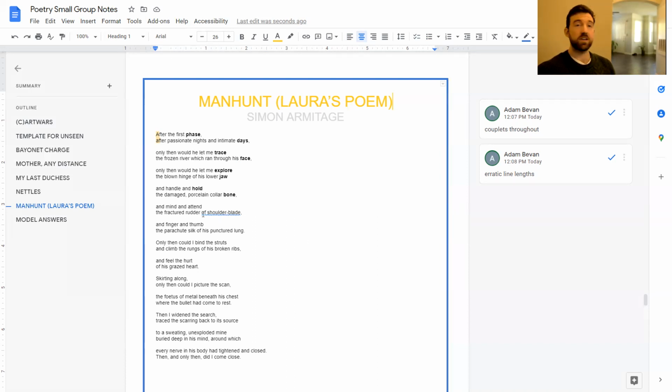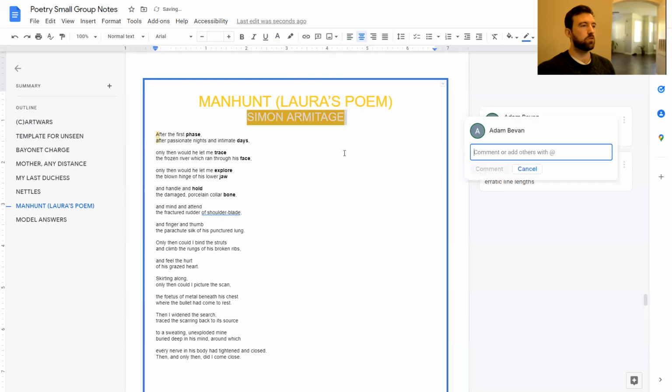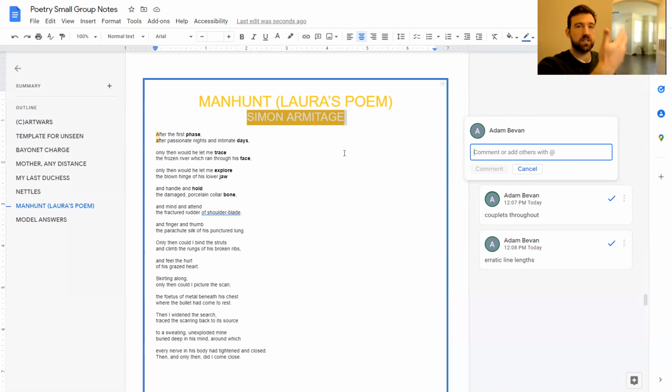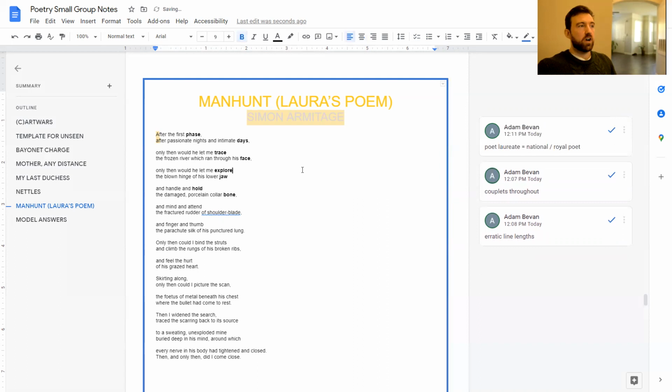Okay, great poem. Simon Armitage is our current Poet Laureate as well. That's a good thing to know if you end up writing about an Armitage poem, either in the Unseen or the Poetry Anthology. He is Poet Laureate. I always struggle to spell that, Poet Laureate. And that basically means he's the national/royal poet. So he's literally commissioned to write poetry for any big events that happen, any national events that happen. The previous Poet Laureate, we haven't actually done anything on in this series, but her name was Carol Ann Duffy. She's, I think, in both the Power and Conflict and the Love and Relationships. I think she's got a poem in each of those.